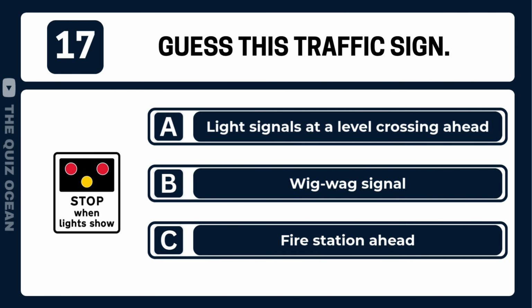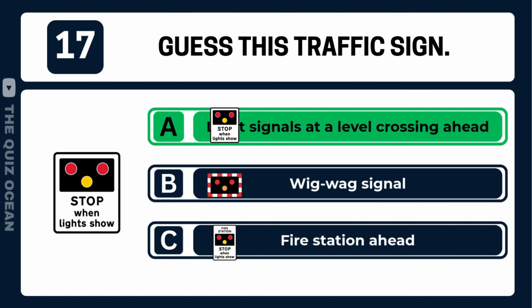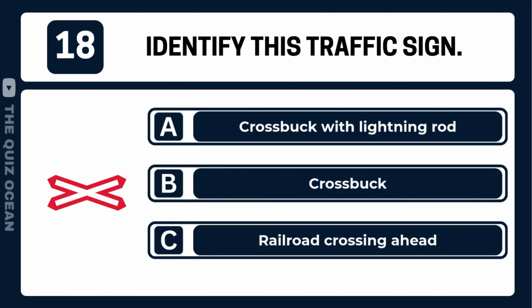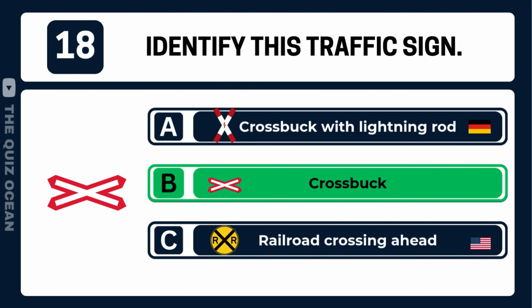Guess this traffic sign. The answer is A, light signals at a level crossing ahead. Identify this traffic sign. The answer is B, crossbuck.